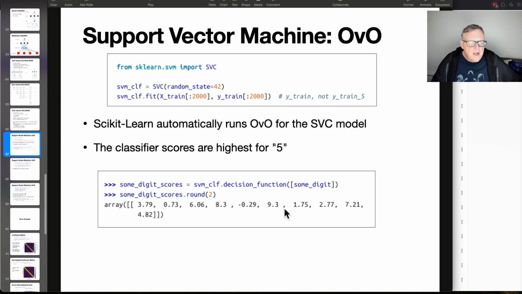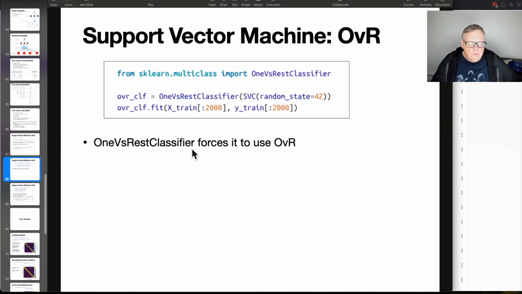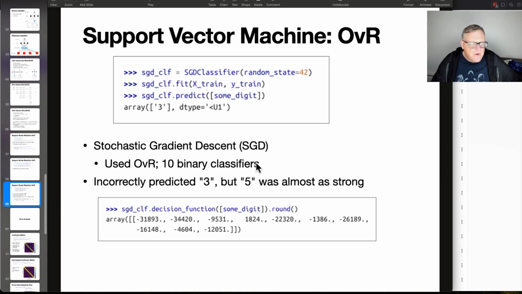So feeding it the data we have, which is 5 versus not 5, we do get a high probability of it being 5. All right, 1 versus the rest is another way to set it up in the model. And then if you use stochastic gradient descent, in trying to predict a 5, testing it, it will incorrectly predict a 5.